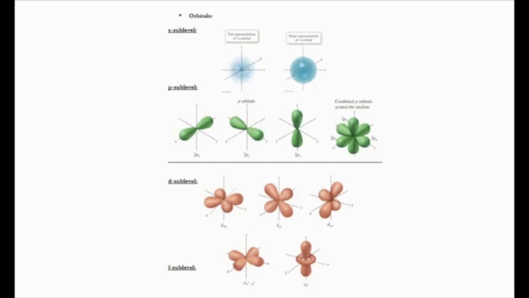For P, for example, they're most likely going to be found in this dumbbell shape, so either along the x-axis, along the y-axis, or the z-axis, and this is actually what this sublevel looks like. So the green is where they're most likely going to be found. D gets even crazier with shapes, and then F I don't even show you. So these letters are your sublevels, and orbitals, the official definition, is the 3D volume where electrons are most likely to be found. So I'll write that out for you.